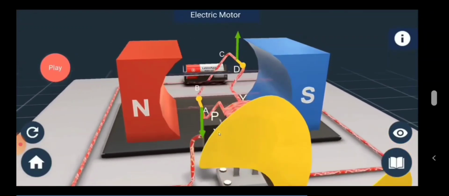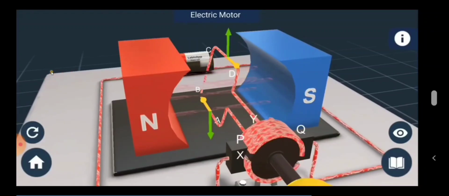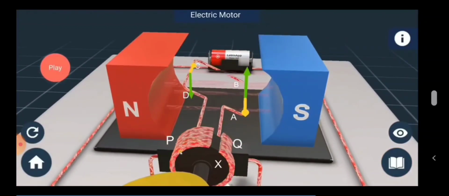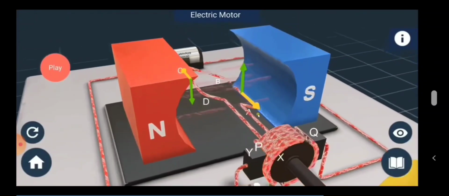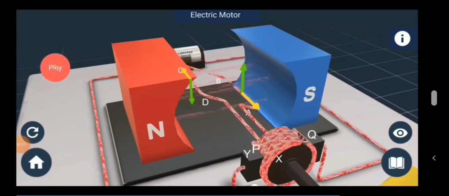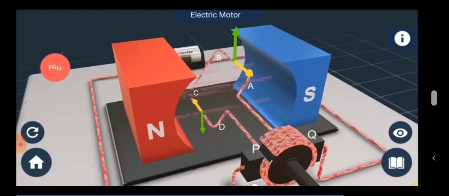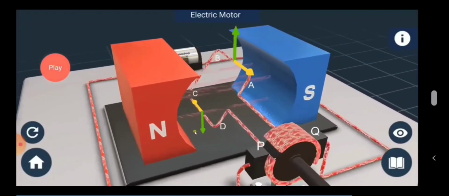At half rotation, brush X makes contact with the second half of the ring and brush Y with the first. Therefore, the current in the coil flows in reverse, along DCBA. The reversal of the current also reverses the direction of the force acting on the two arms AB and CD. Thus, arm AB, which was earlier pushed down, is now pushed up. The arm CD, previously pushed up, is now pushed down. Therefore, the coil and the axle rotate half a turn more in the same direction.